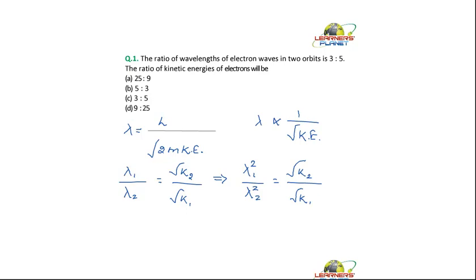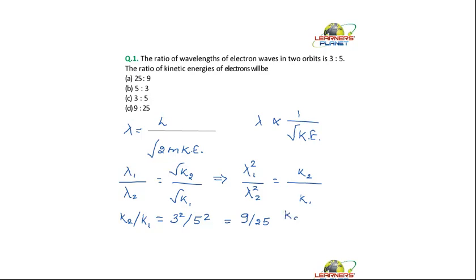Now, lambda 1, the ratio of the wavelengths is 3:5. Now, when we are putting the square, we should not put the roots over here. Now, that is your K2 upon K1 is equal to lambda 1 square, that is 3 square upon 5 square, and this will give you 9 upon 25, right?